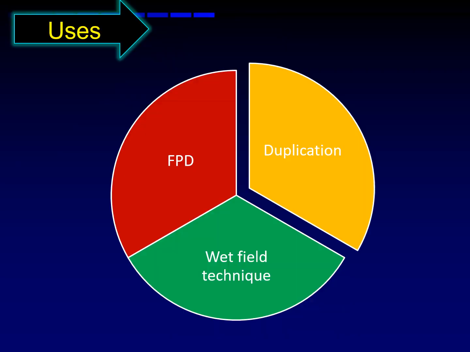The next one is the uses of agar. The agar material is used for making impressions for fixed partial dentures and duplication of dental casts. And a very important technique is called the wet field technique. Wet field technique is nothing but, before making an impression with agar, we need to flush the oral cavity with warm water so that it removes the food particles as well as the saliva in the oral cavity, so that we will get a better hydrophilic impression that will be compatible with the gypsum products.